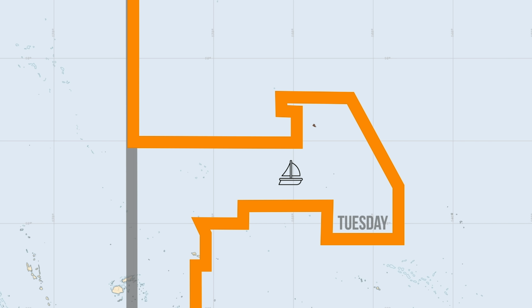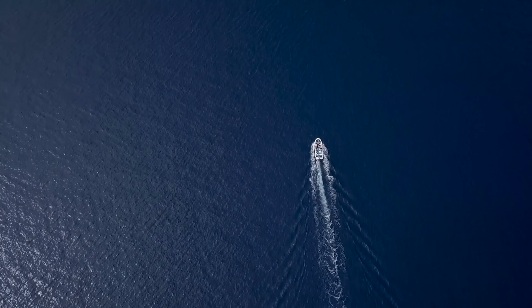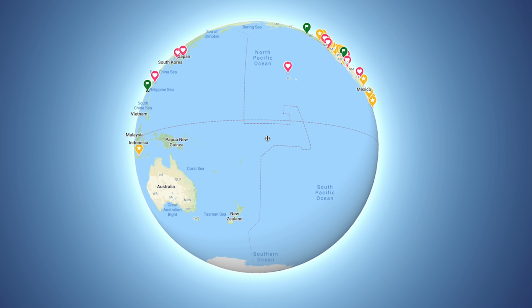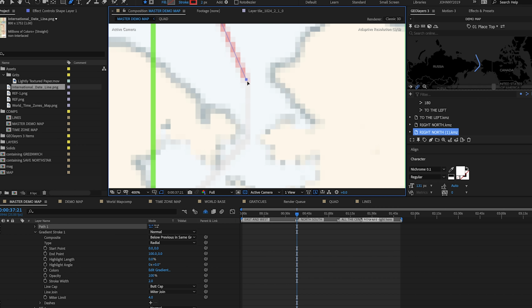Better yet, jump in your boat on a Tuesday afternoon and go a few hundred kilometers south, and suddenly you're watching the sunset on a Monday because you drove south in your boat. Wait, what? So I want to understand this line. So naturally, the first thing I do is go into After Effects and try to map it out.